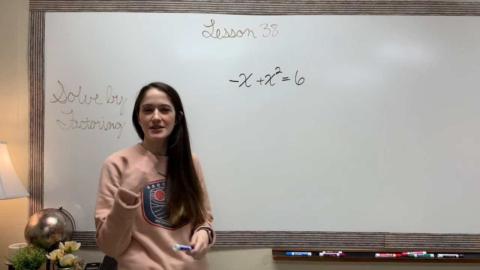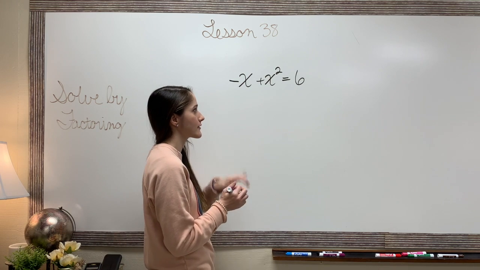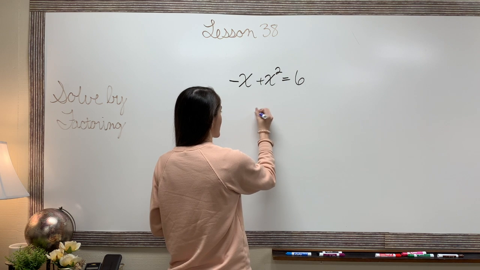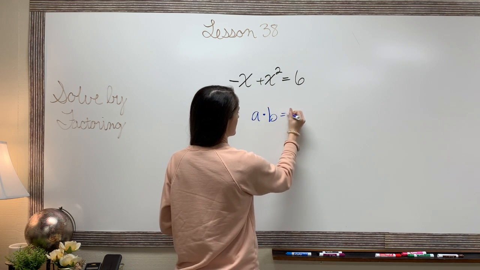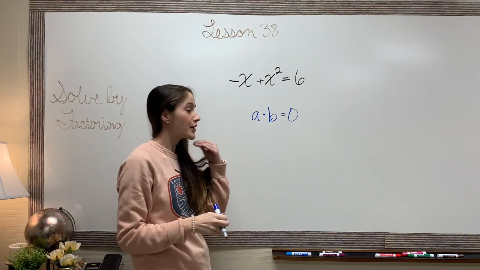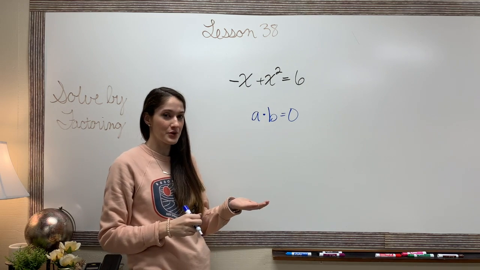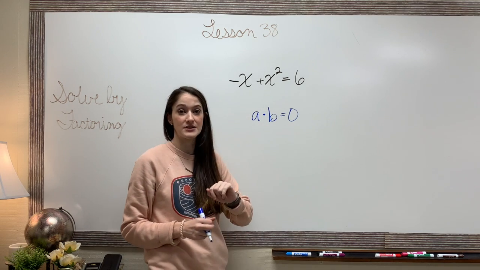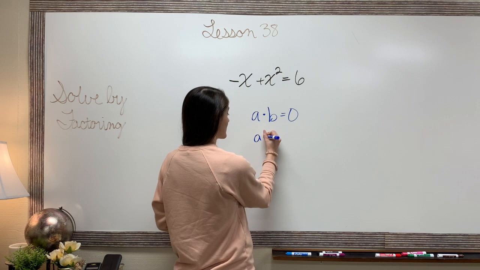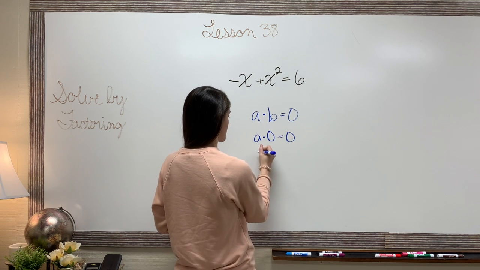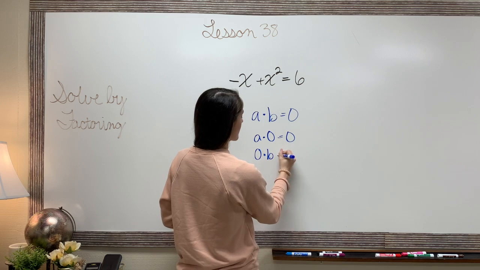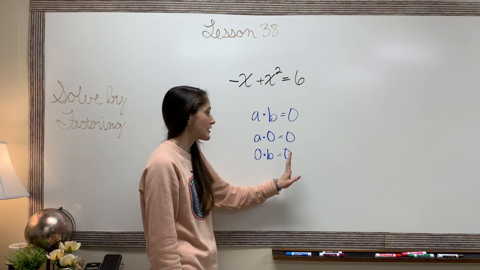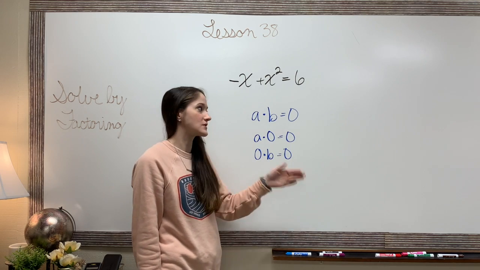Before we jump into this, I want to point out the train of thought with how we solve here. If I had a times b equals 0, I know, because of the multiplication property of 0, that either a or b is going to equal 0, because anything times 0 equals 0. So it could be either of these combinations, but one of them has to be 0 if one side of my equation says equals 0.